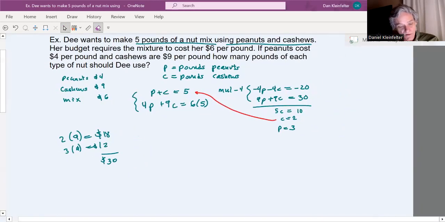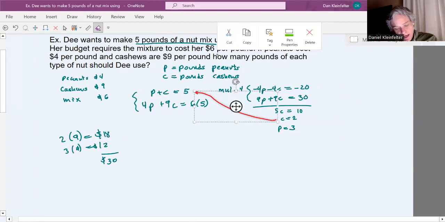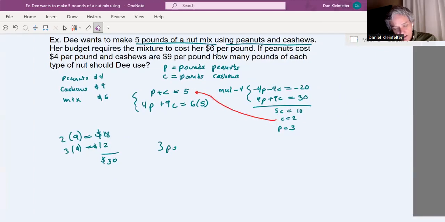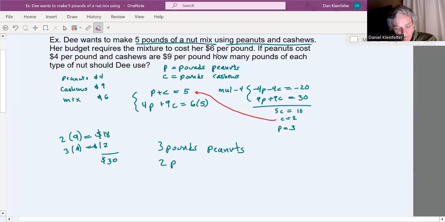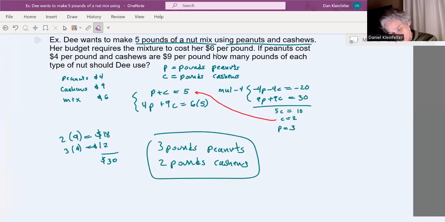So we've done it. So let me write out our answer nicely. 3 pounds peanuts and 2 pounds cashews. Okay, so there's that.